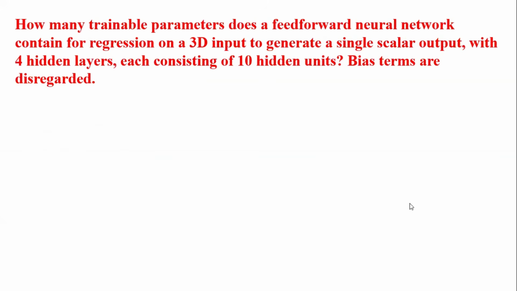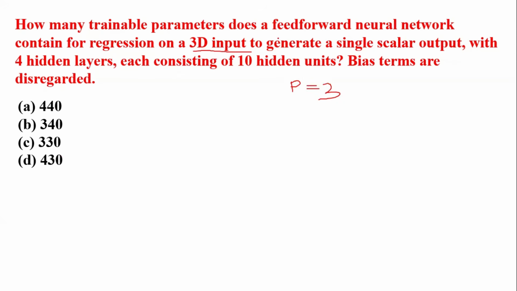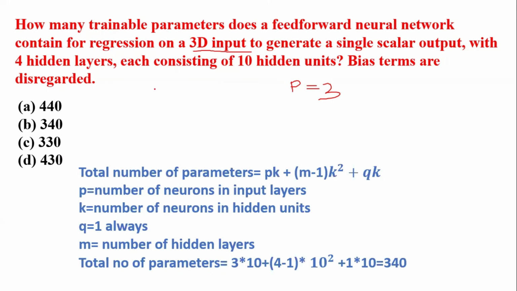Next question. How many trainable parameters does a feed-forward neural network contain for regression on a 3D input? Okay. 3D input means p value is 3. Now to generate a single scalar output with 4 hidden layers, each consisting of 10 hidden units. Bias terms are disregarded. Now the total number of parameters is, we know from the previous question, pk plus (m minus 1) k square plus qk. I told you in the previous question, please remember this.